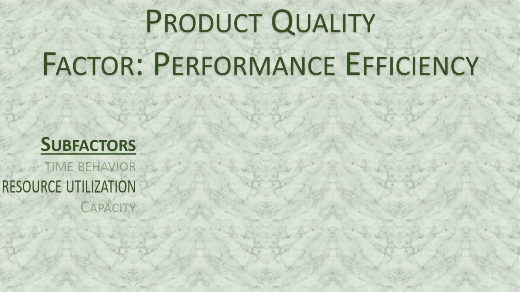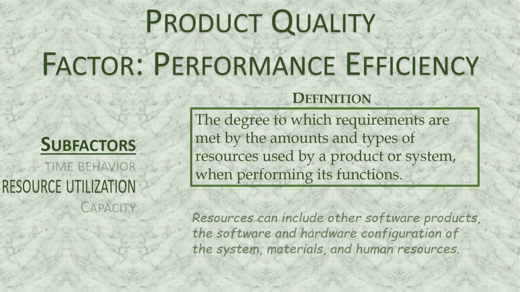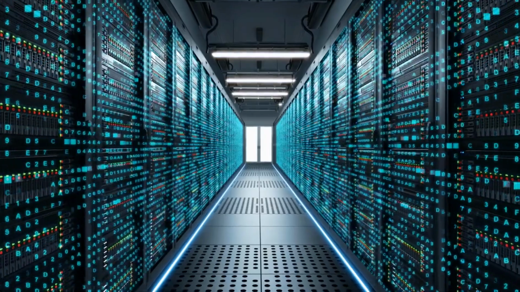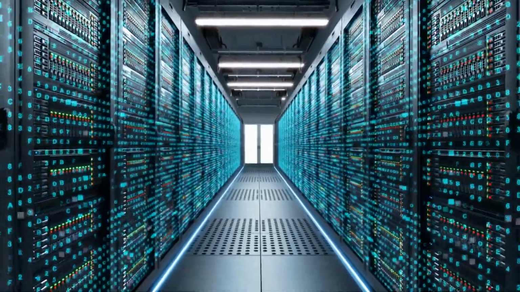Resource utilization is another aspect of performance efficiency. Resource utilization is the degree to which requirements are met by the amounts and types of resources used by a product or system when performing its functions. Resources can include other software products, the software and hardware configuration of the system, materials, and even human resources. There is often a trade-off between resource utilization and time behavior.